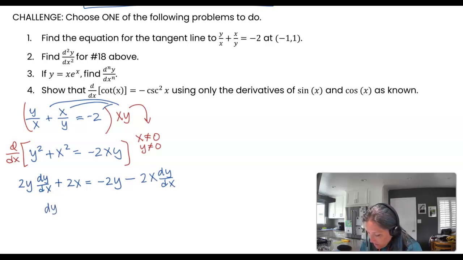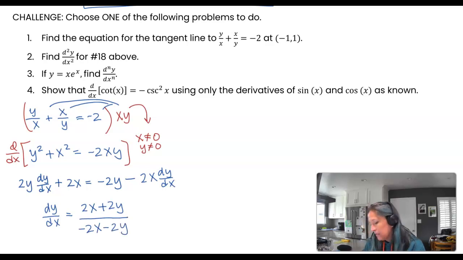So again, I'm going to skip some steps here because we're in the challenge anyways. And I'm going to have that happen. 2x plus 2y, which means that I'm going to have over -2x minus 2y. All right. Now here's where I got in trouble when I did this problem. I was hell-bent on just plugging in the values, the -1 and the 1. And what happens if you do that is you end up with 0 over 0.